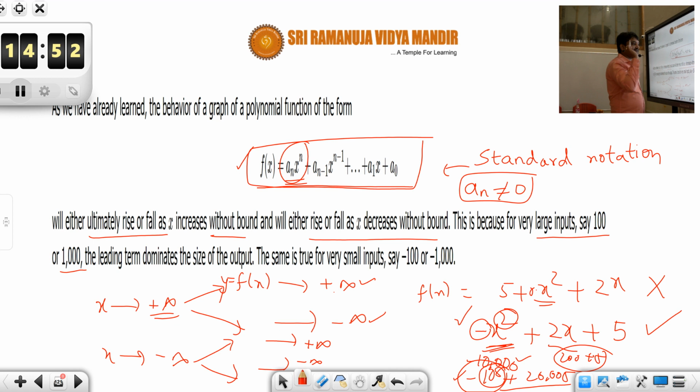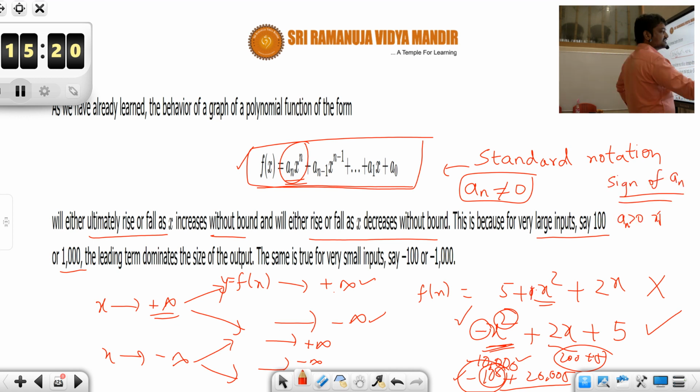See, look at this. Here in this example, the sign of x square is 1, and we have seen that the value increases to plus infinity. That is, if an is greater than 0, then as x tends to infinity, you will observe that y tends to plus infinity. If the sign of an is less than 0, as x tends to infinity, this y would tend to minus infinity. Okay, students. So these are the things we can observe.